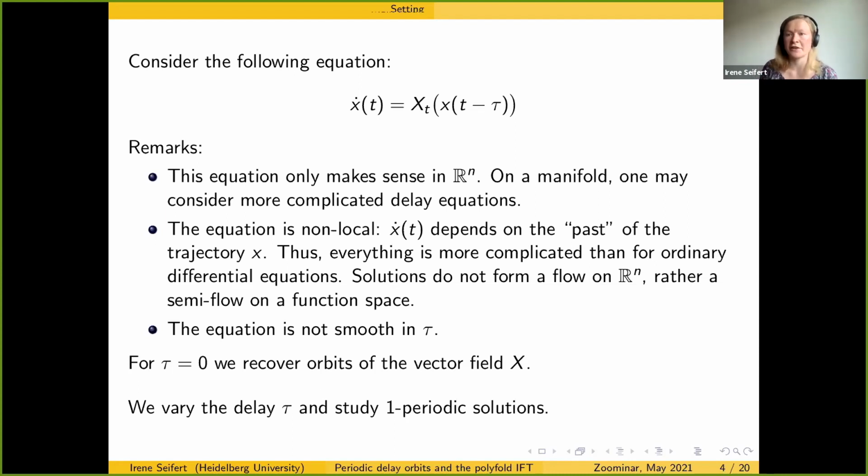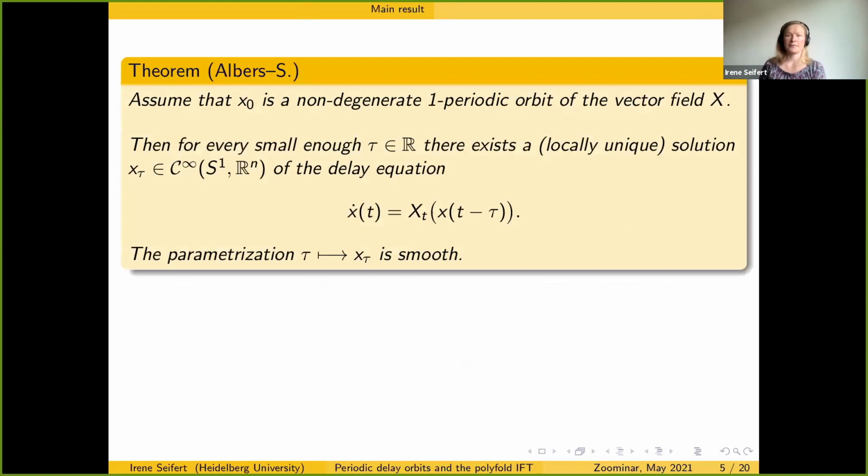This is now our result. We assume that we have a non-degenerate one-periodic orbit of the vector field X. And then we show that for every small enough delay near 0, there exists a locally unique one-periodic solution of this delay equation. And also that the parametrization by delay is smooth.